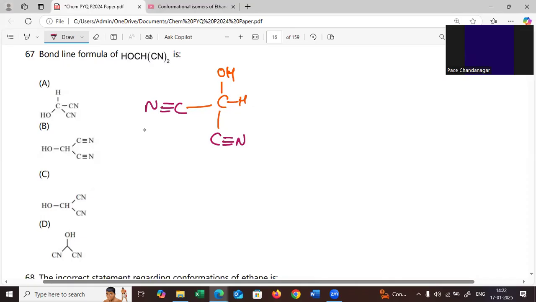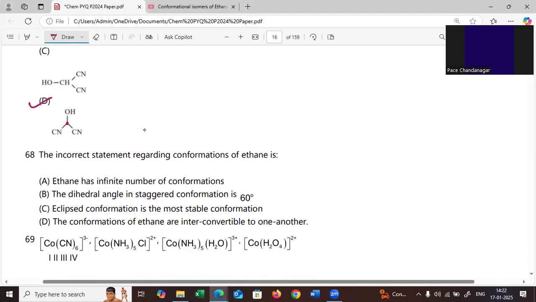They are asking us the bond line formula for this. Go with option D, because bond line formula is represented only by these things, not with carbons and all on the main chain carbons. Bond line will have only these junction point carbons shown. So option D is your answer there. All right. Next, move on.